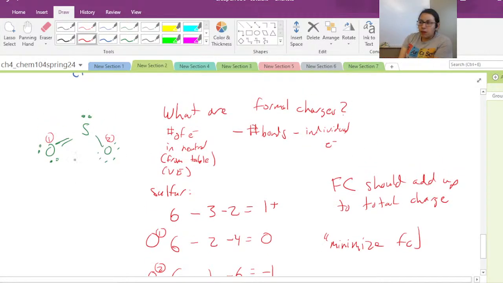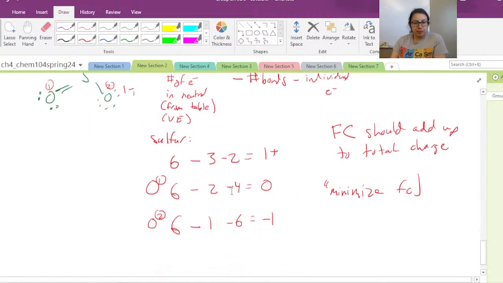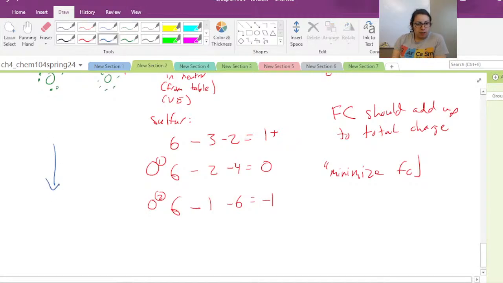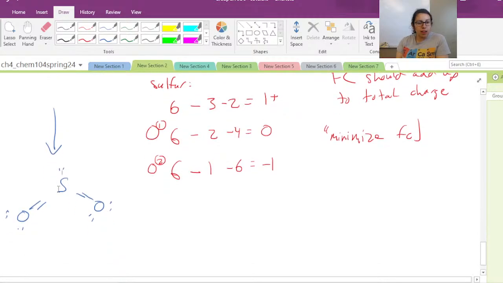And so you could say that maybe even this is not the best structure, because we have a +1 formal charge and a -1 formal charge. So you might actually want to make a second double bond. Now redrawing it, this is the better accepted structure, since now we have 0 for the formal charge on everything. We could redo the analysis, but it'll end up being 0 on sulfur and 0 on that oxygen.